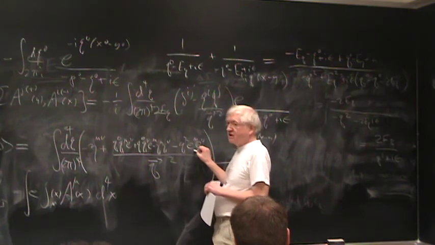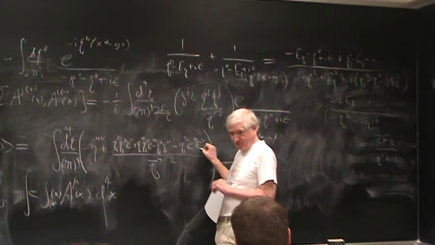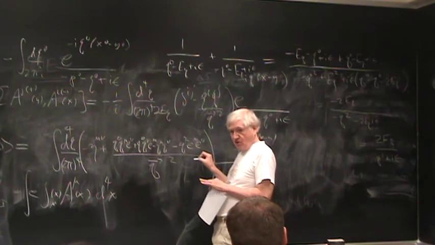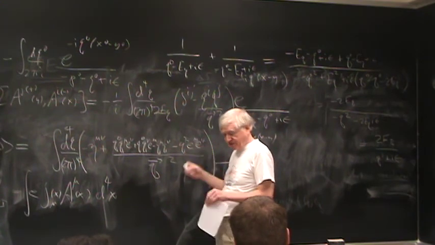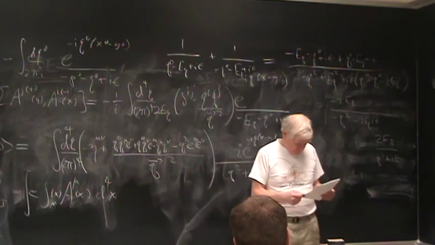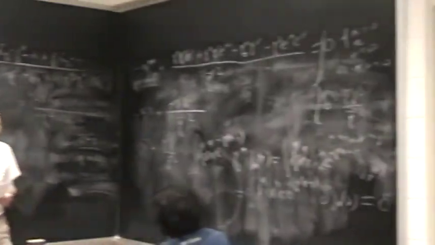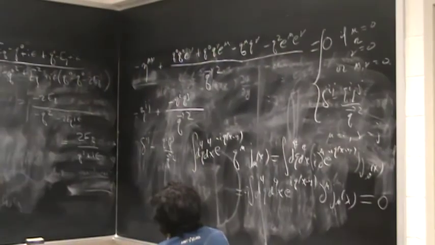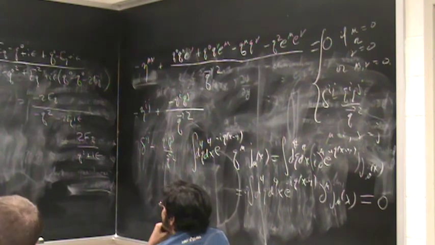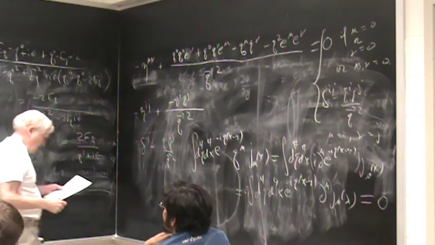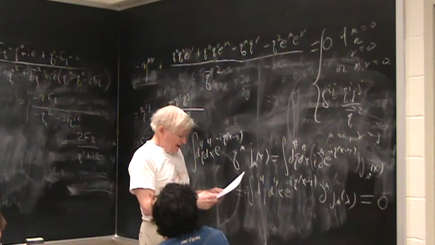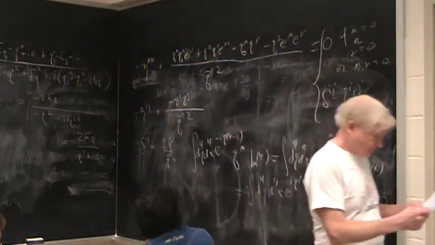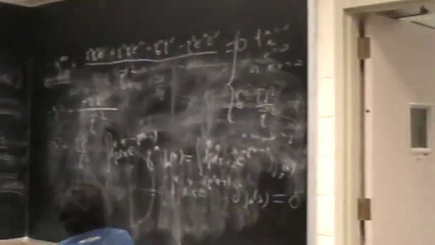What's left is the weird term, the e mu e nu. And remember, e mu is delta mu zero. So what's left in this structure here, when we multiply by j mu and j nu, is a term, well, let me erase this.